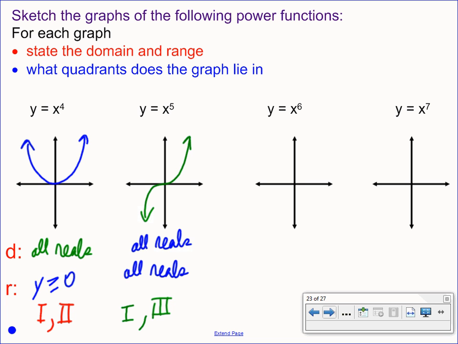Y equals x to the 6th, bowl shape or disco? Jackson? Bowl shape, total bowl shape, watch your language. How come? Why did you say bowl shape? Absolutely, even exponent. Thank you, that's perfect, Jackson. So even.